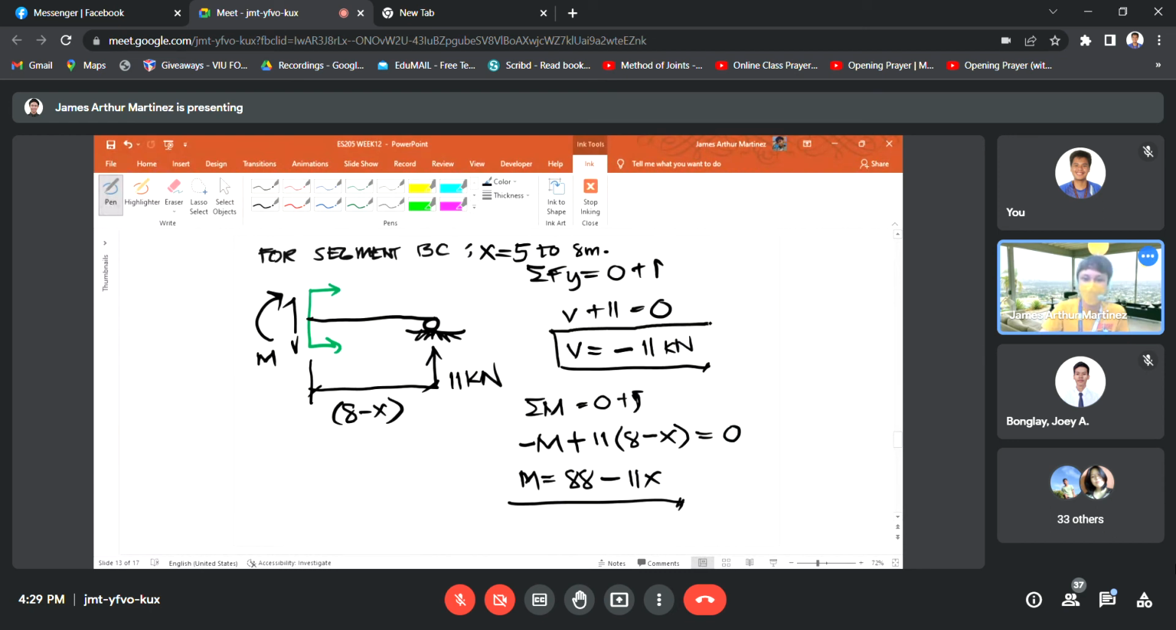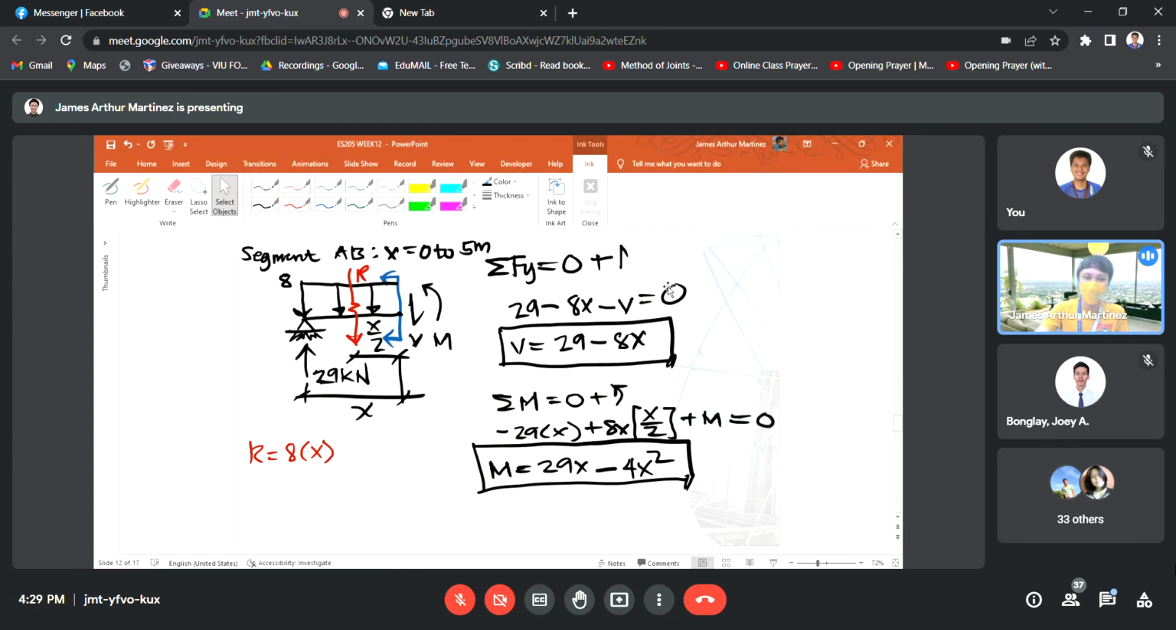For segment A to B, the internal shear force is 29 minus 8x. And for the internal moment at segment A to B, you have 29x minus 4x squared. Using those equations, class, we can compute the magnitude of shear and moment at any given point in segment A to B. That is one advantage of the shear and moment equations method, class.